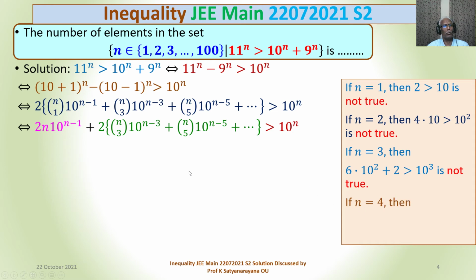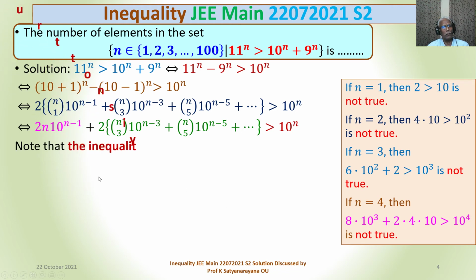Suppose you take n is equal to 4 in this: 4 into 2, 8, 8 into 10 cube, plus the contribution 2 times 4C3, which is 4 into 10 to the power of 4 minus 3, 10, and no contribution from the rest. You will get this is greater than 10 power 4, which is not true. So that means this inequality is not true for the values n is equal to 1, 2, 3, 4.